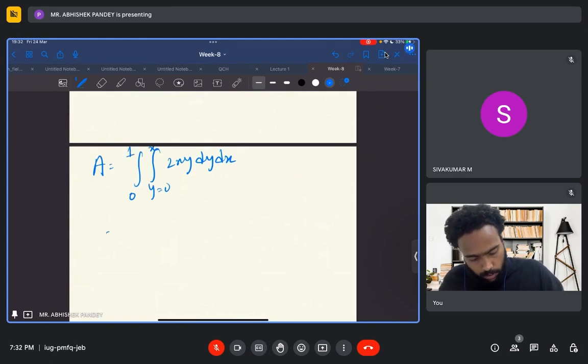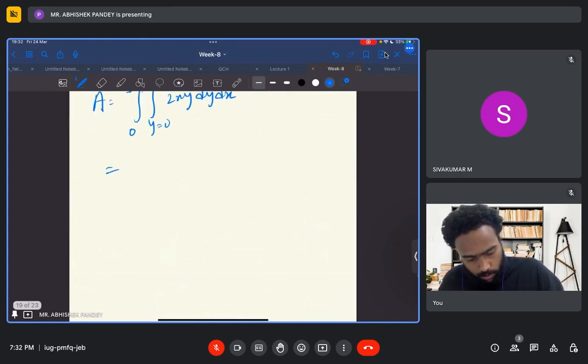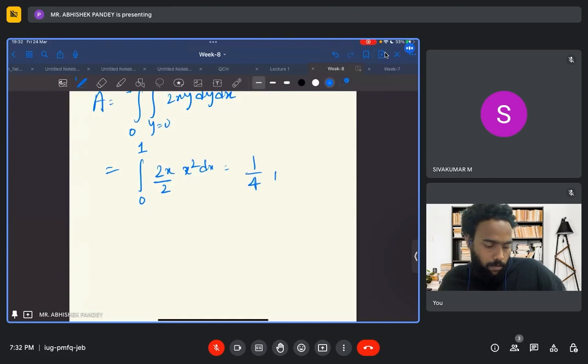This is nothing but the integral from 0 to 1, with y from 0 to x, of 2x into y square by 2, evaluated at x square, dx. So this is x cube, so 1 by 4. This is 1 by 4.